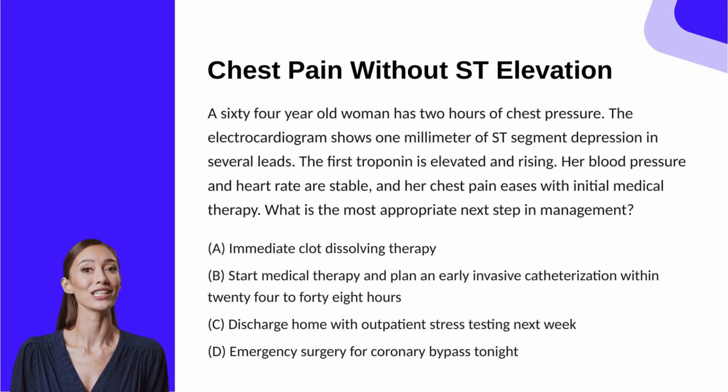Choice A, immediate clot dissolving therapy. Choice B, start medical therapy and plan an early invasive catheterization within 24 to 48 hours. Choice C, discharge home with outpatient stress testing next week. Choice D, emergency surgery for coronary bypass tonight.